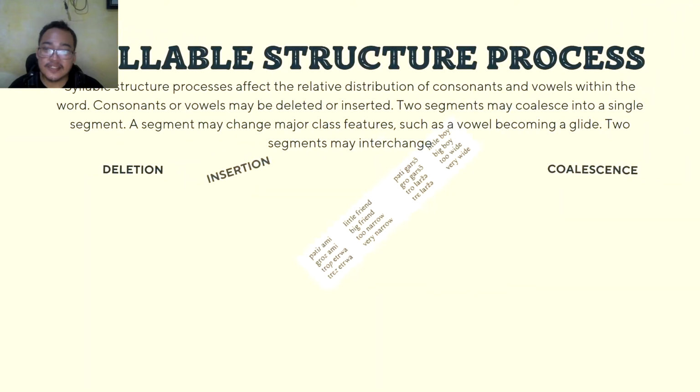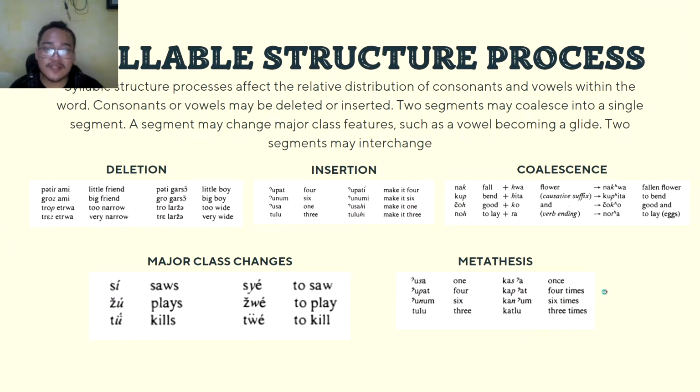And then the next one is the syllable structure process. The syllable structure process affects the relative distribution of consonants and vowels within the word. Consonants or vowels may be deleted or inserted. Two segments may coalesce into a single segment. A segment may change major class feature, such as a vowel becoming a glide, and two segments may interchange. Like these five, this is the example.